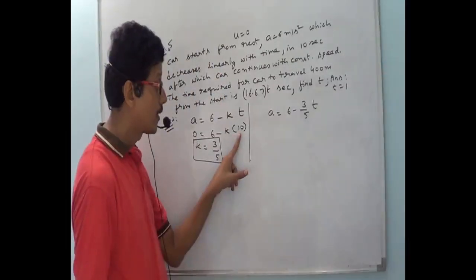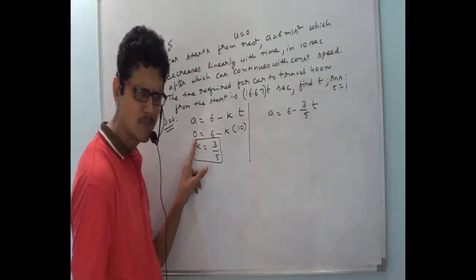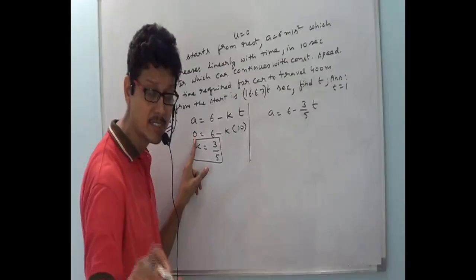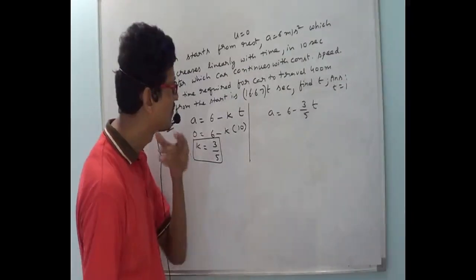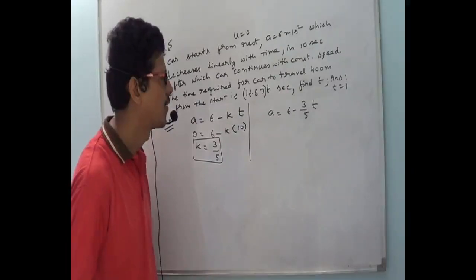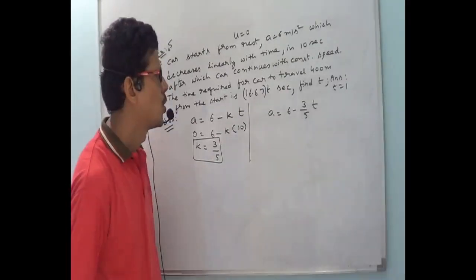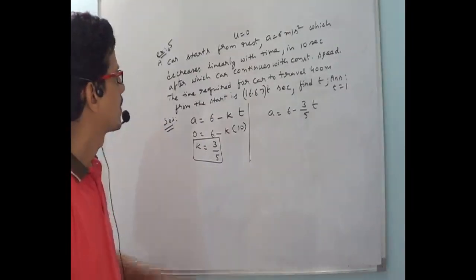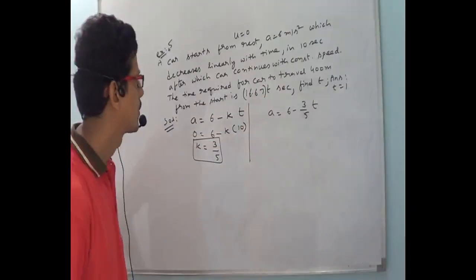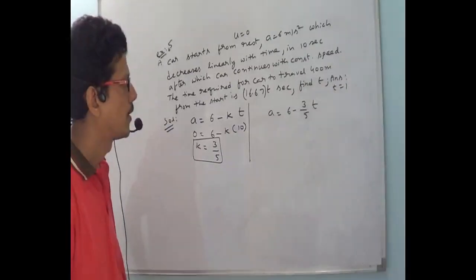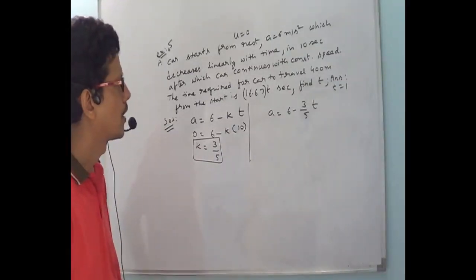And at 10 seconds the acceleration is zero because the car is moving with uniform speed. Uniform speed means acceleration is zero. Okay, now he is asking for the distance traveled with constant speed. Distance traveled is 400 meters, and he is asking for the time taken.